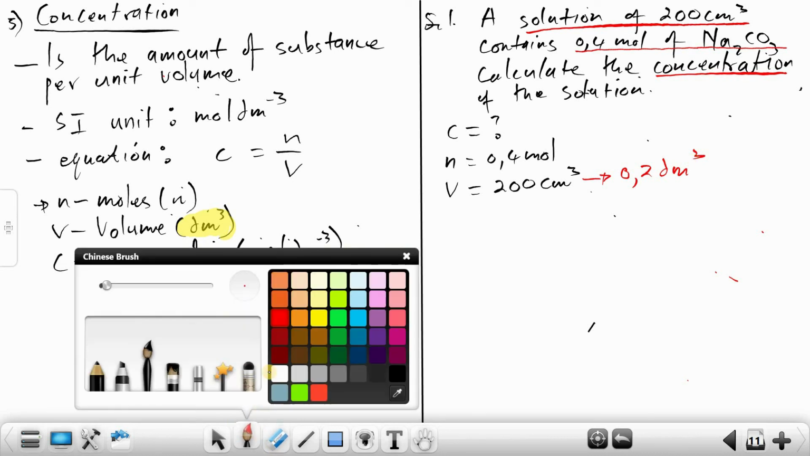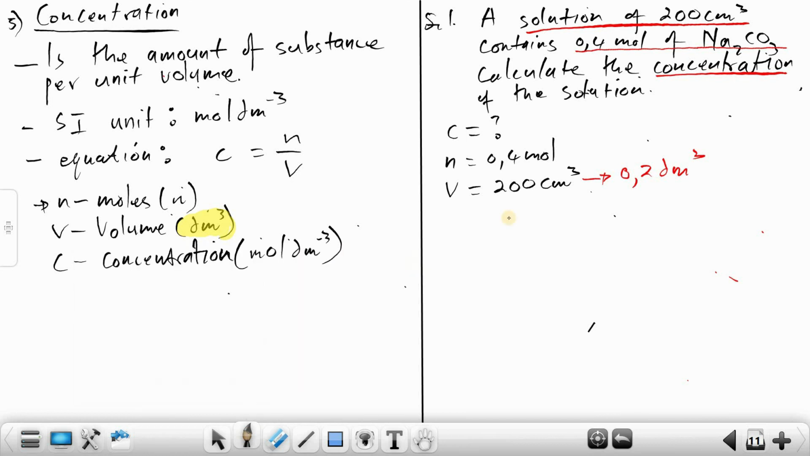Then I can further go on and say C is equals to N over V. Remember F sort. What do we do with F sort? We write the formula as it is from the formula sheet. I have the number of moles 0.4 divided now by 0.2. Then I use my calculator. This will be 0.4 divided now by 0.2. This will just give me now 2 moles per decimeter cubed with the correct SI unit.